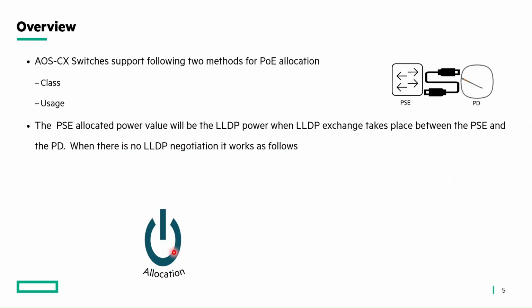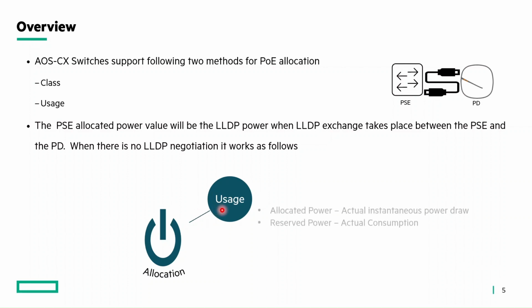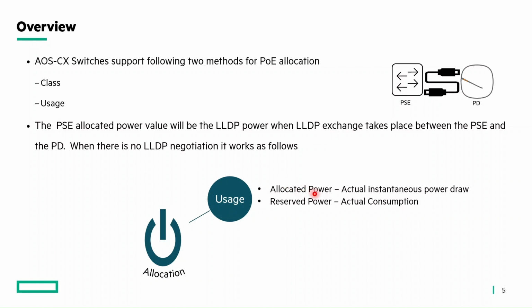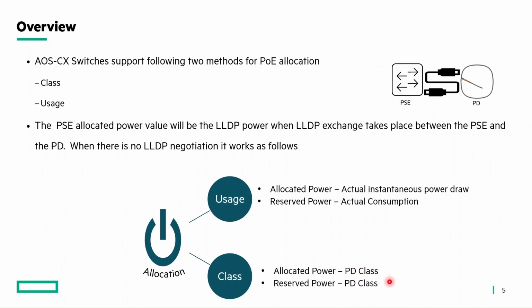The power allocation method is initially based on usage, that is, by default, the power allocation is by usage. In allocate by usage, the allocated power value will be the actual instantaneous power draw, and the reserved power will be based on the actual power consumption. Next is allocate by class. The power allocation is based on the PD requested class, and the PSE allocated power will be based on the PD class. The reserved power is based on the PD class.